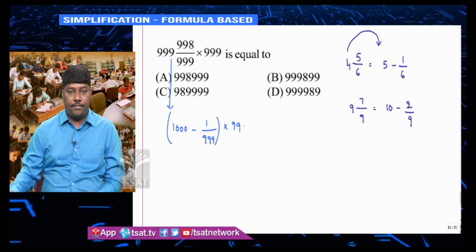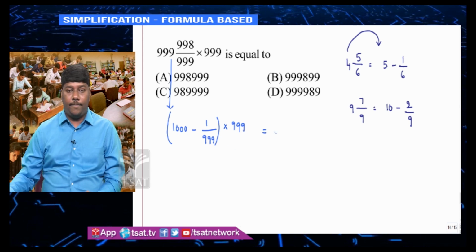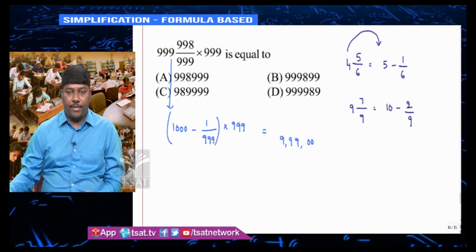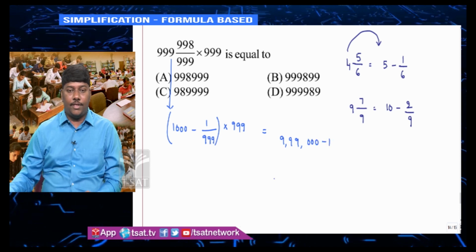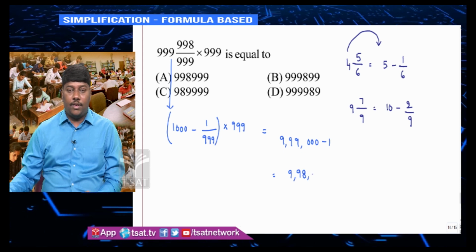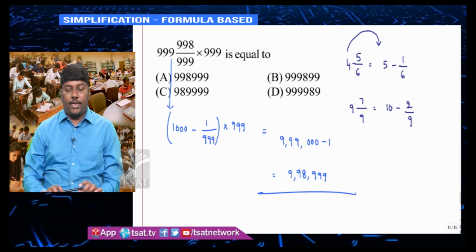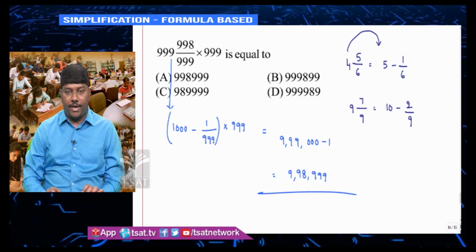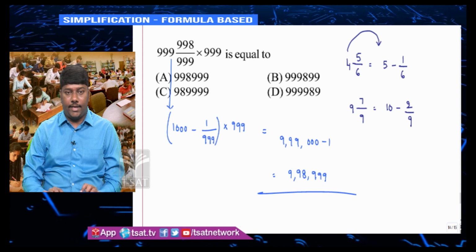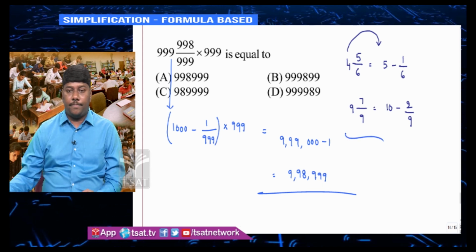Into 999. So 1000 into 999, you can write it as 9,99,000 minus 1. Directly we came to the final step, which is 9,98,999. So 9,99,000 minus 1, which is 9,98,999. So any sum based on this, just remember these things.